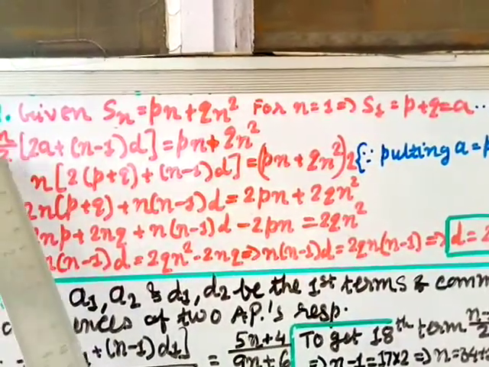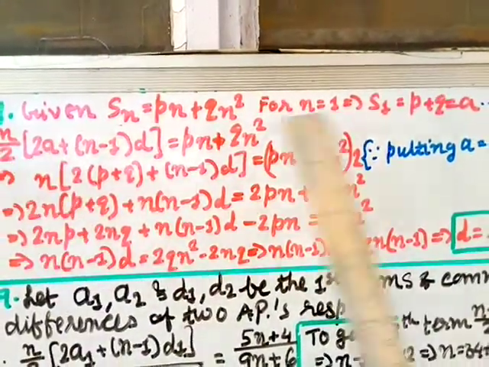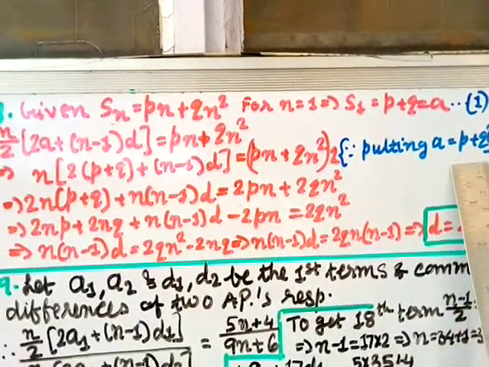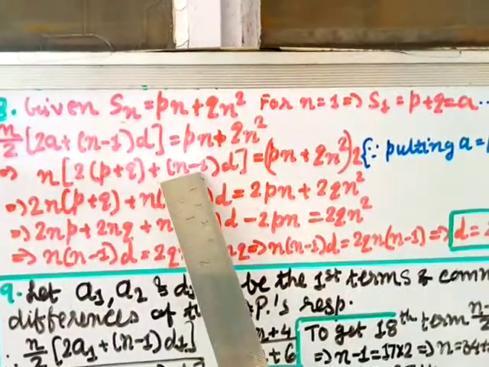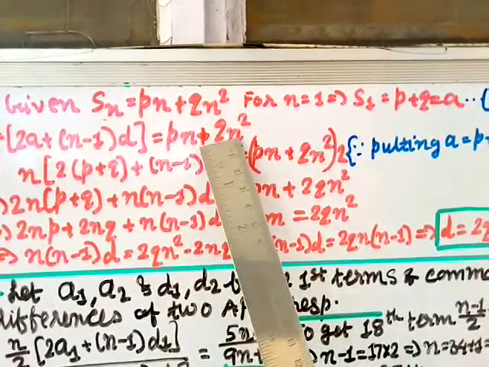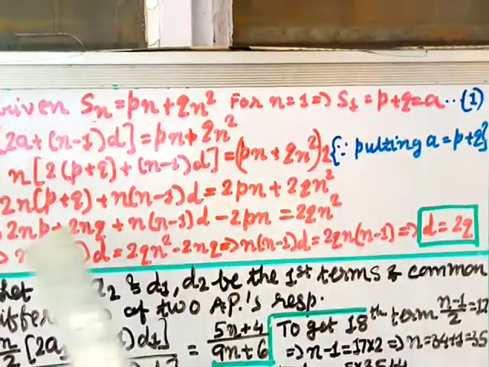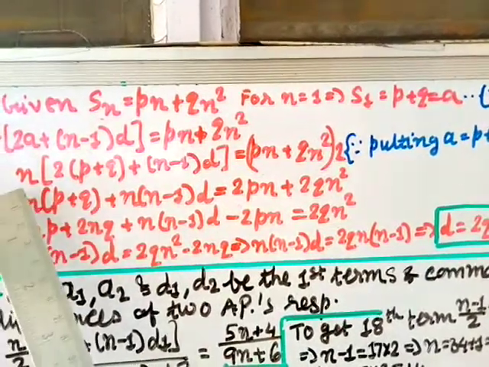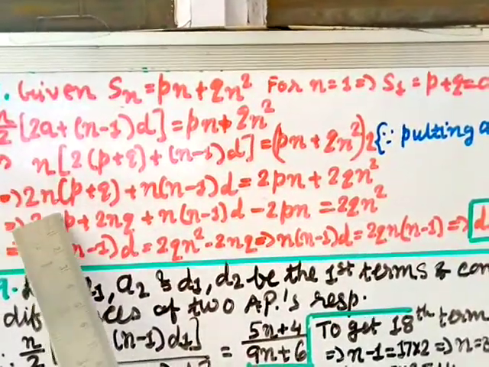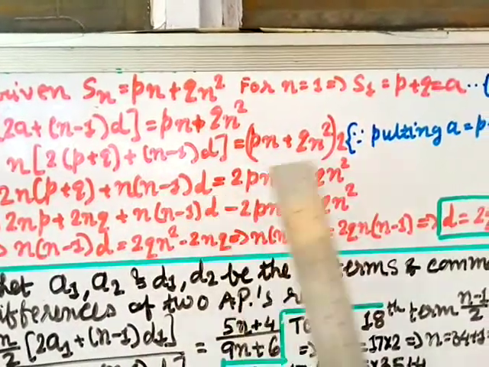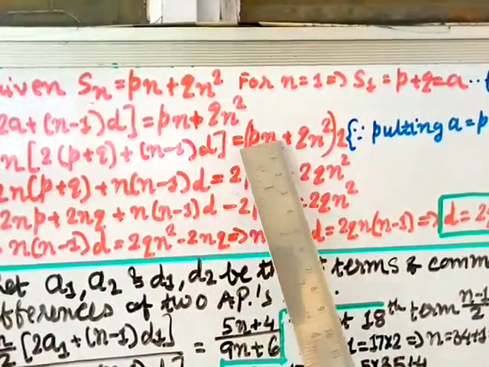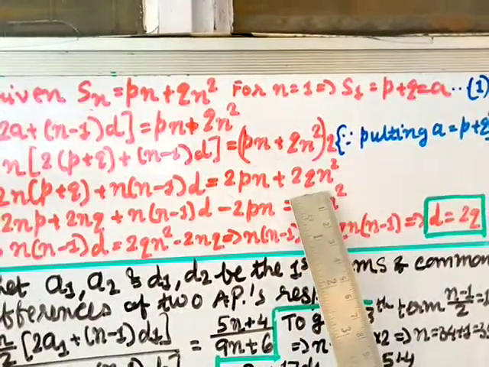So here you get n, 2, and the value of a we can put from equation 1. Putting the value of a as p plus q from equation 1. So [2 into (p plus q) plus (n minus 1) into d] equal to (pn plus qn square) into 2. Now this n multiply inside. So 2 into n(p plus q) plus n into (n minus 1) into d equal to these two multiply. So 2pn plus 2qn square, right?